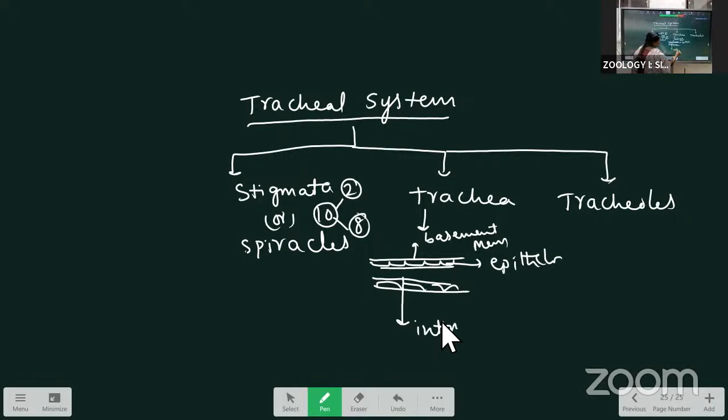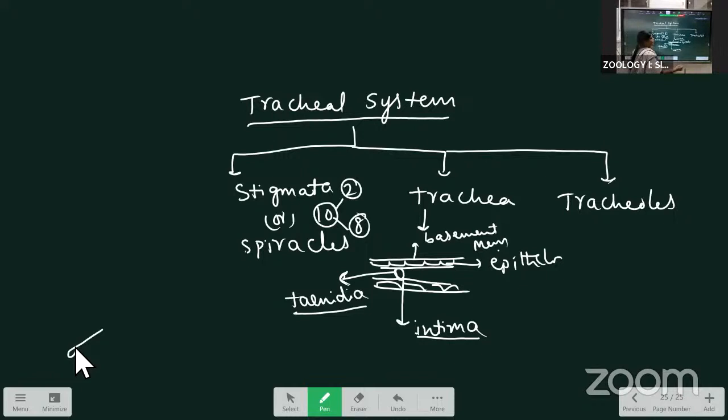The intima sometimes thickens and forms a spiral, ring-like structure that we call the taenidia. The taenidia form like C-shaped rings. Like this, the trachea is covered by three membranes. The outer is called the basement membrane, the middle is the epithelium, and the inner is the chitinous intima. The intima undergoes thickening and forms the taenidia. This is the structure of the trachea.